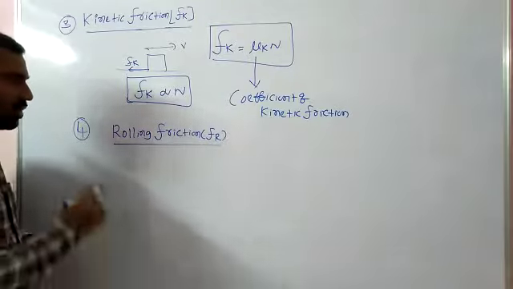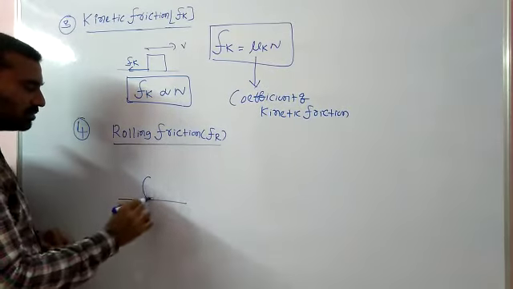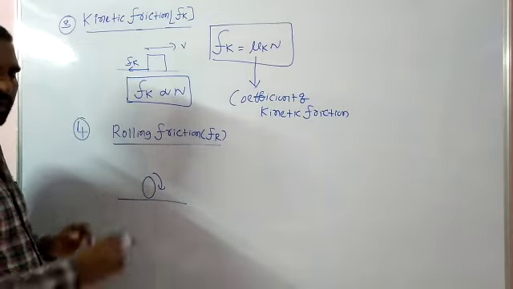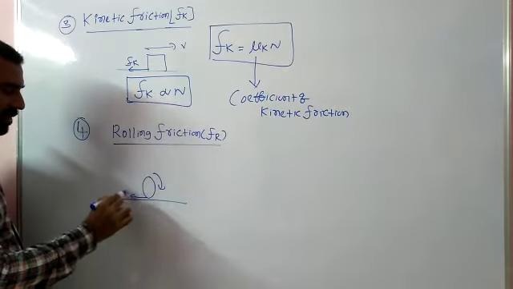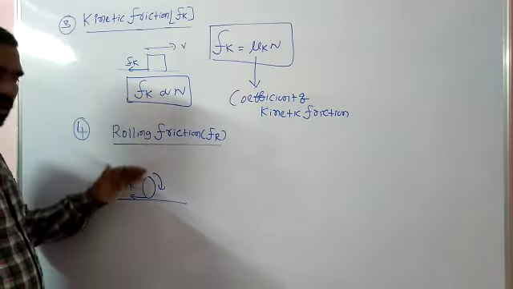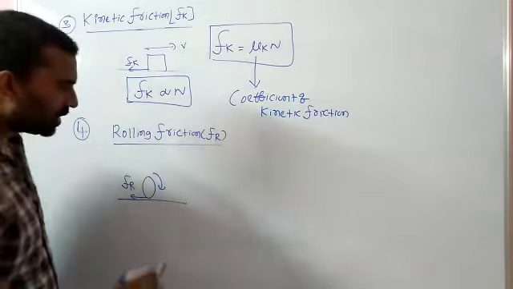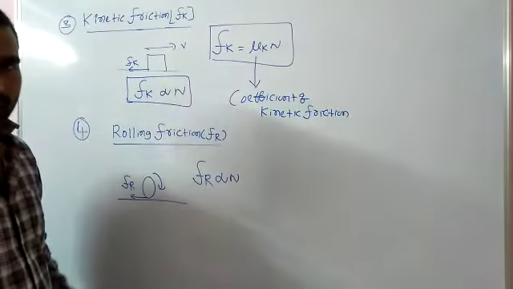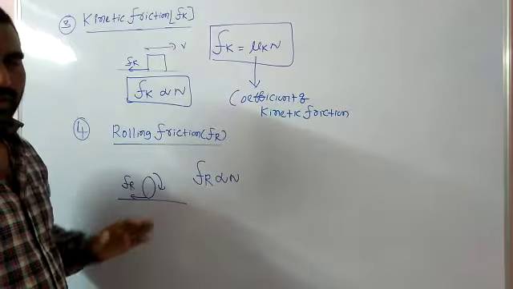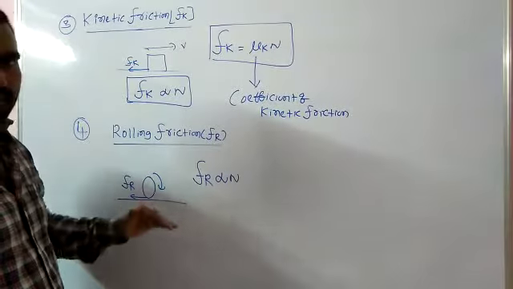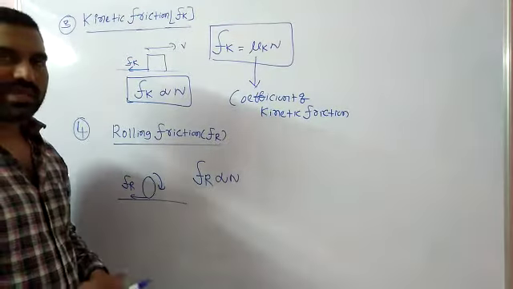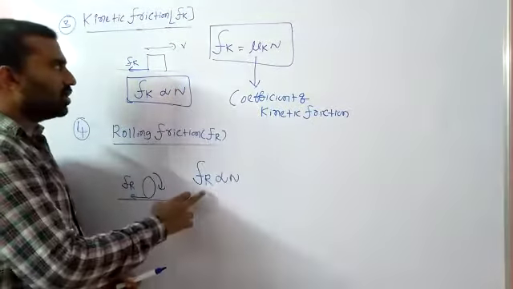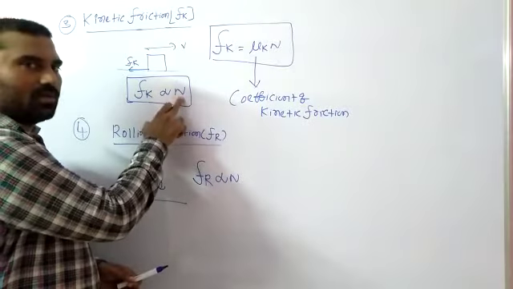Okay. Now, rolling friction. Whenever the wheel is rolling, the frictional force present between the contacting surfaces is called rolling friction. And here also, rolling friction is directly proportional to normal reaction. Only static friction is independent of normal reaction. Limiting friction, kinetic friction and rolling friction all depend on normal reaction.